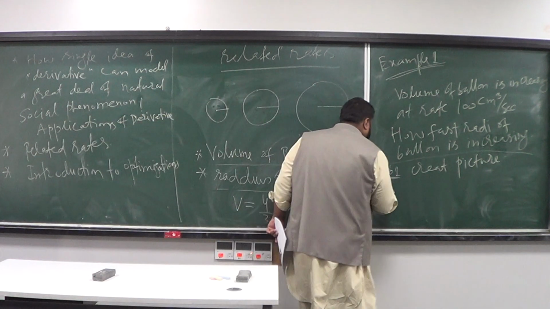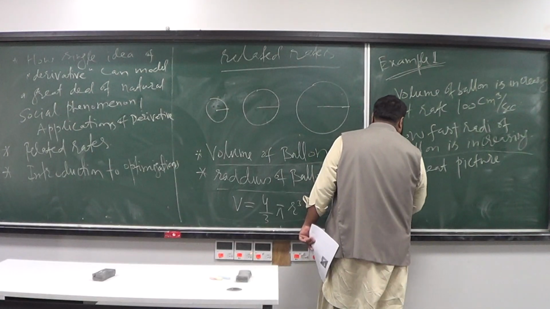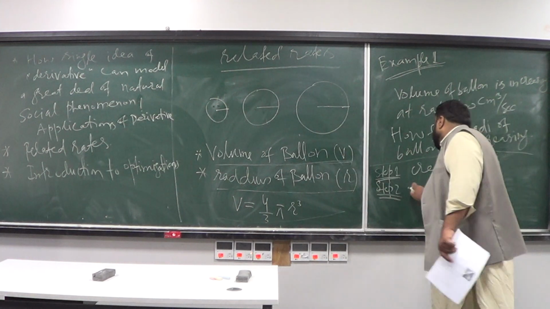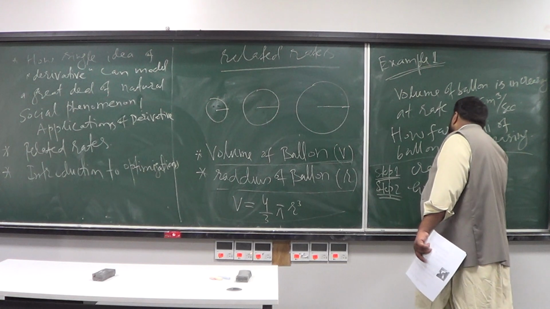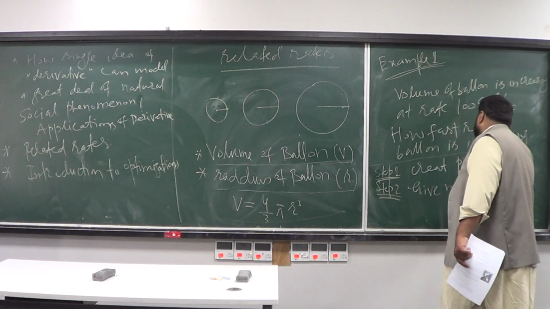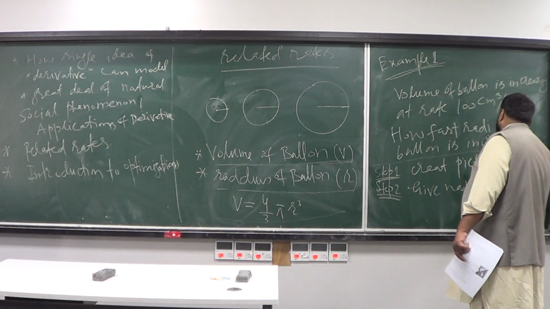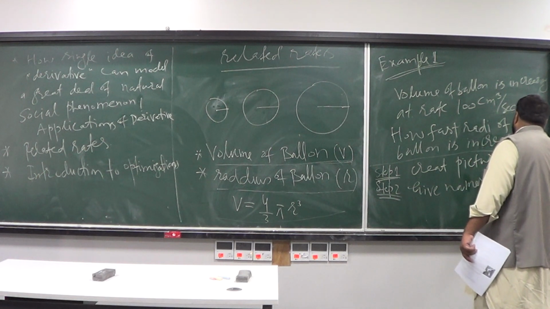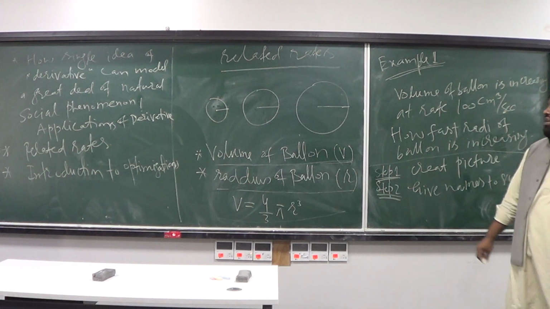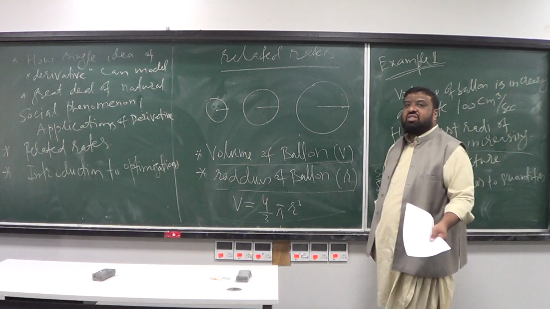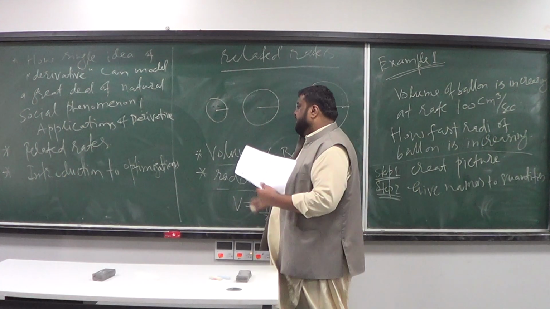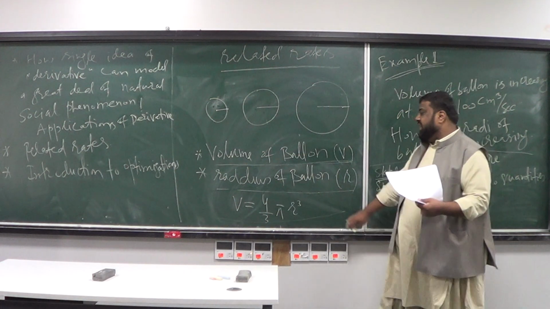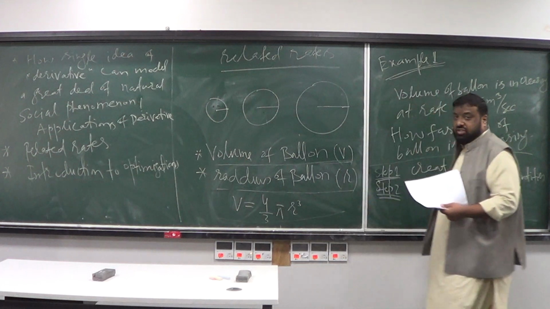The second step is really to give names to the quantities. Whatever quantities are involved in your given situation or phenomenon, just give them names. For example, to volume I give the name V, and to the radius of the balloon I give the name R.